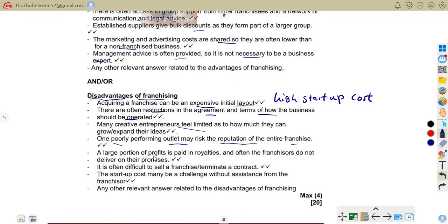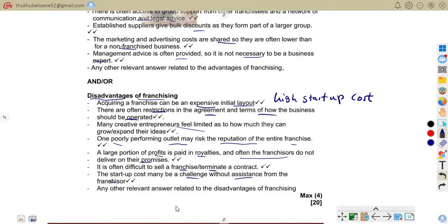A large portion of profits is paid in royalties. Often franchisors do not deliver on their promises. So you will find out that you are paying the royalties, but the franchisors who sell the ideas or the business to you are not even fulfilling their promises. It is often difficult to sell a franchise or terminate a contract. The startup cost may be a challenge without assistance from the franchisors.